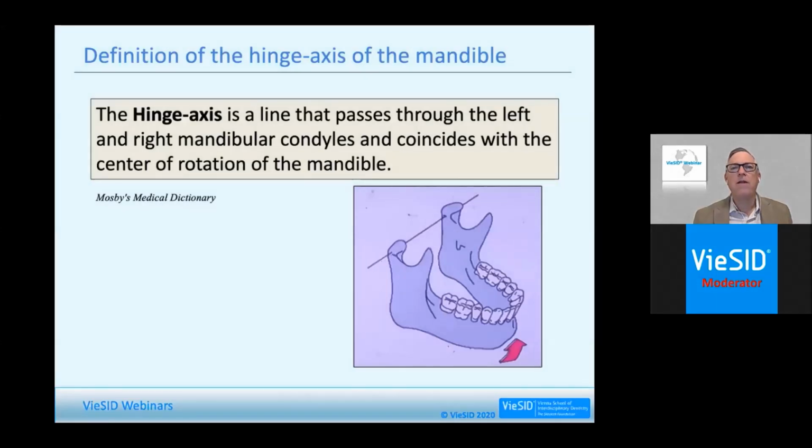At the heart of Kondylography is an understanding of hinge axis, the definition being, hinge axis is a line that passes through the left and right mandibular condyles coinciding with the center of rotation of the mandible.